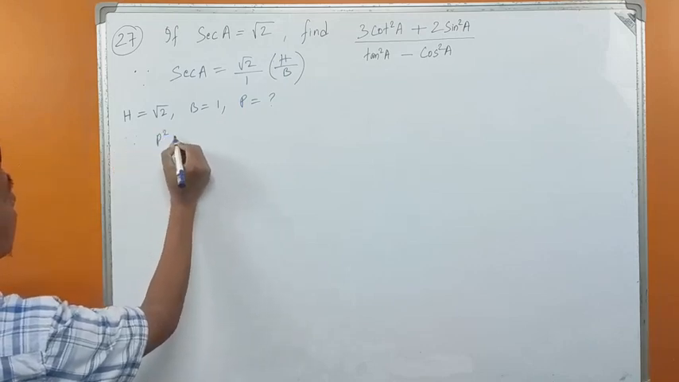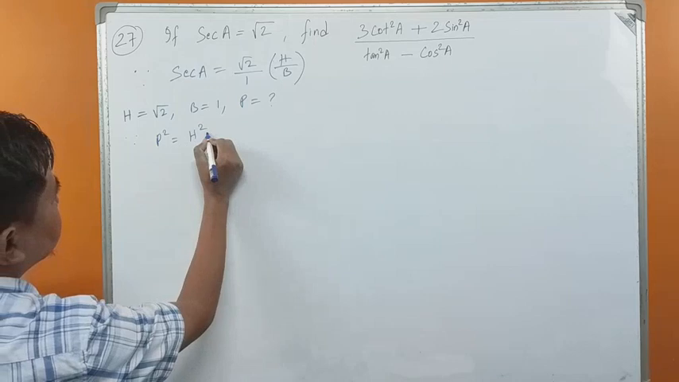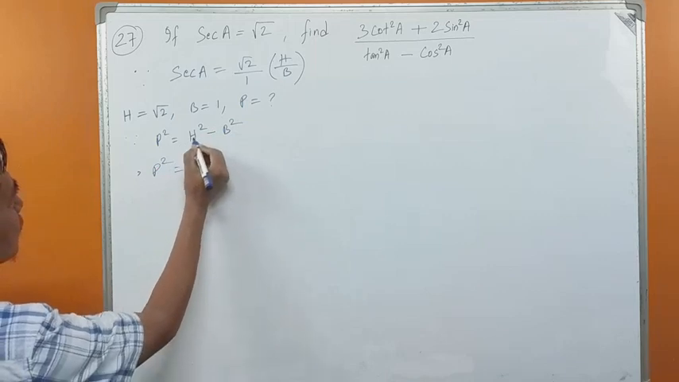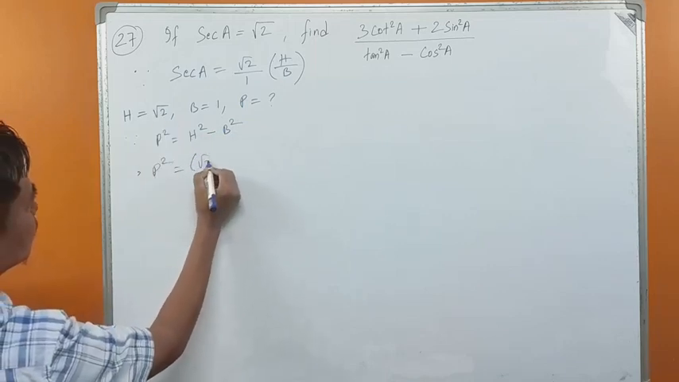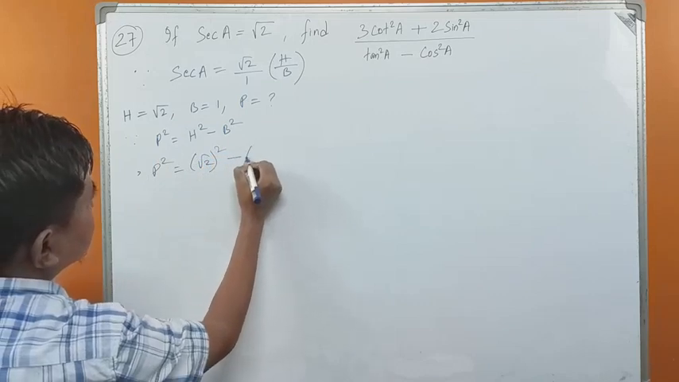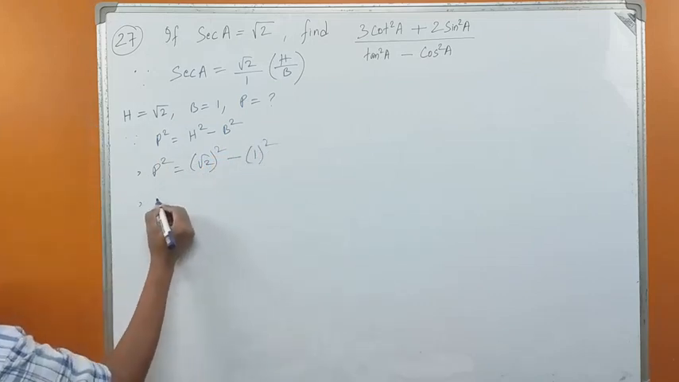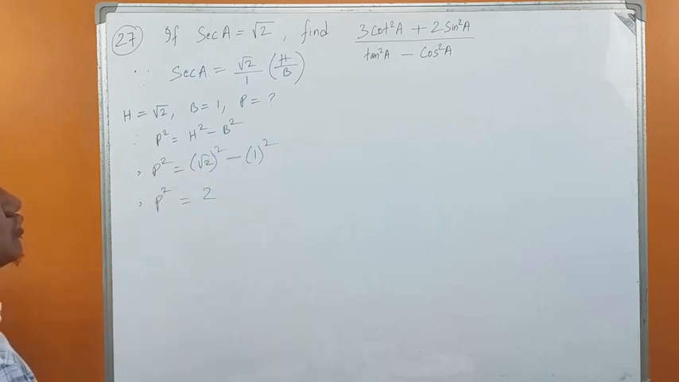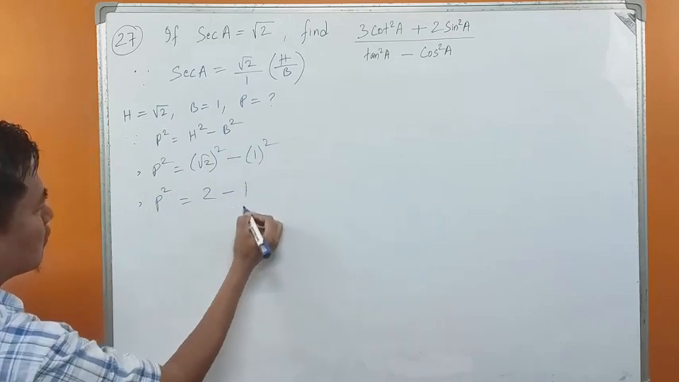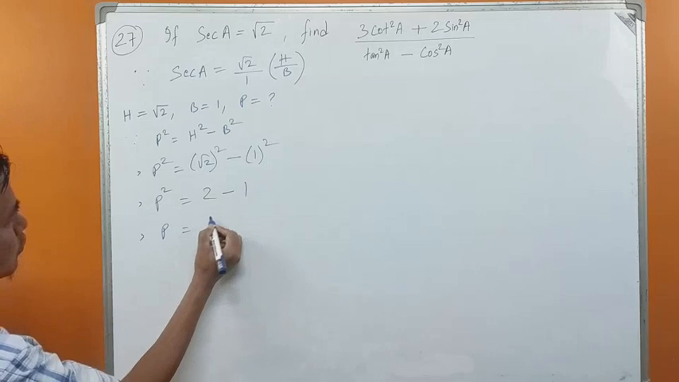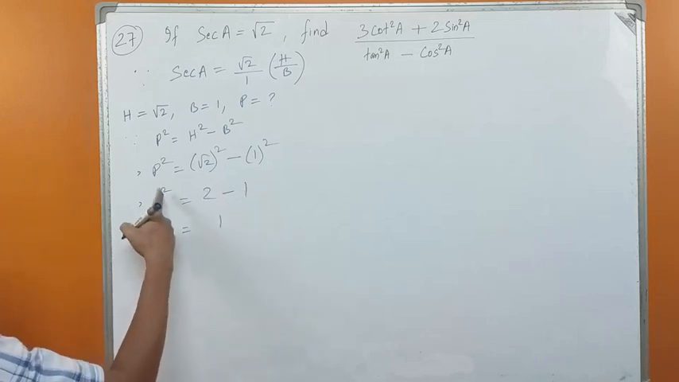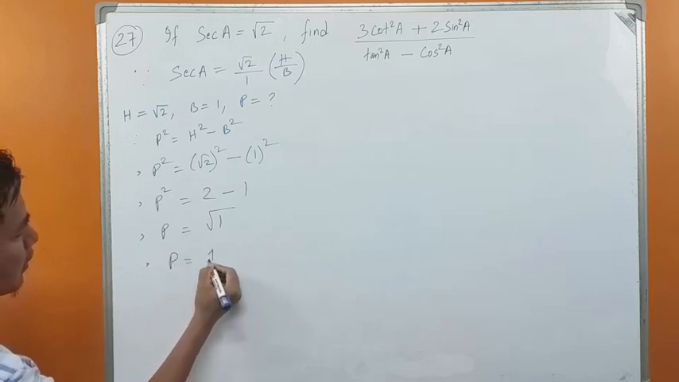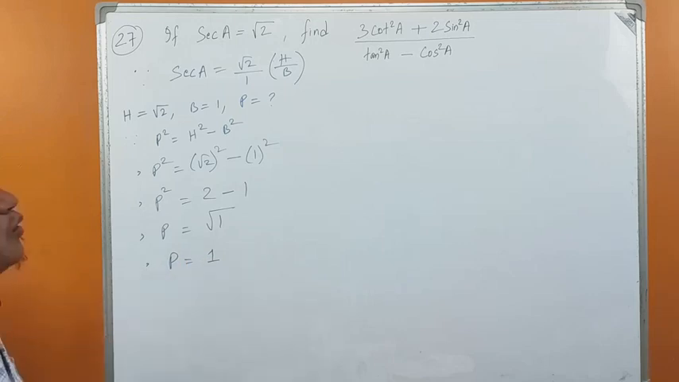Perpendicular square equals hypotenuse square minus base square. What is hypotenuse? Root 2. So root 2 square minus 1 square. Root 2 square means 2, root 2 into root 2 is 2, minus 1 square is 1. So p square equals 2 minus 1, which is 1. We take the square to the right hand side, it becomes root under, so p equals root under 1, which means 1. So we found the perpendicular is 1.